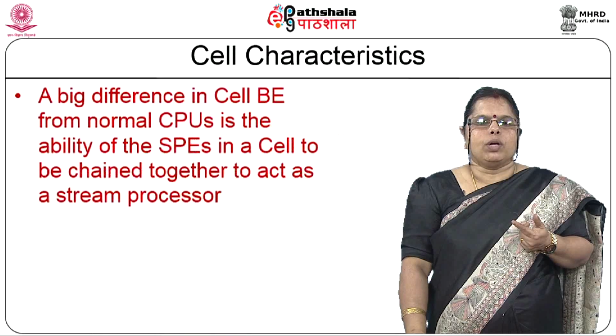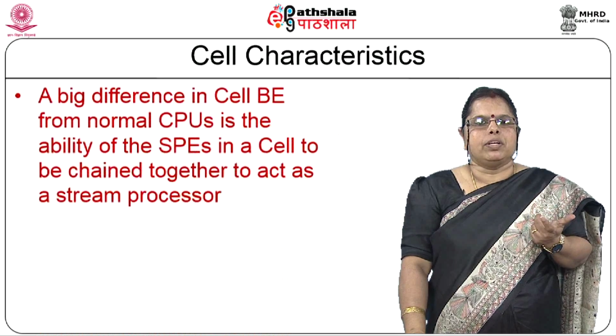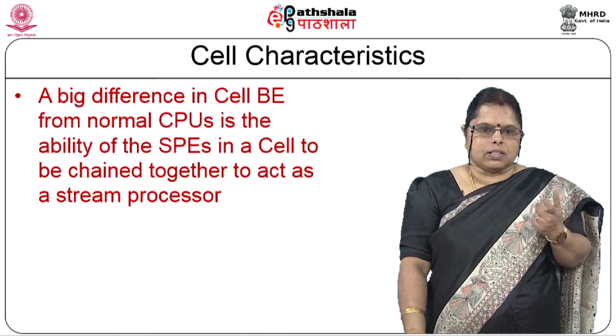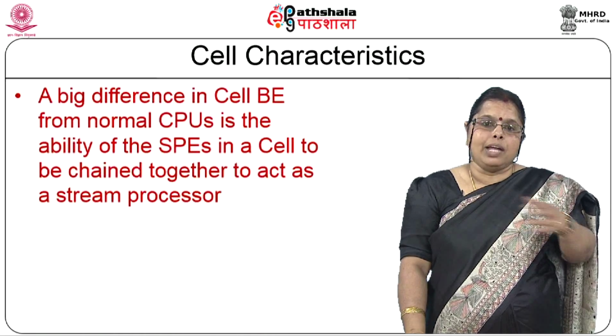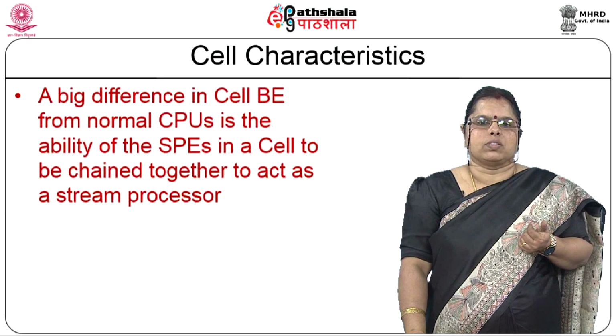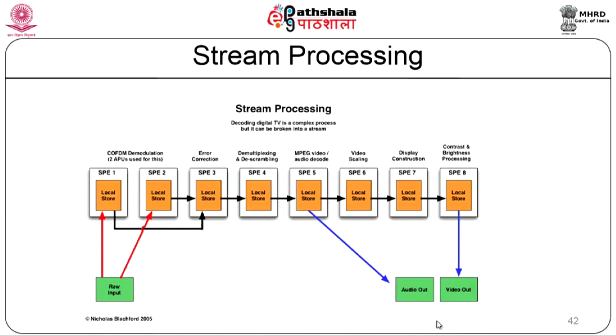So, if you look at the Cell characteristics, a big difference in Cells from normal CPUs is that the synergistic processing elements in a Cell can be chained together to act as a stream processor. This gives you an example of how all of these Cell units, SPEs, can be chained together to do streaming processing. The various operations in a stream processing application are given to each of these SPE units, and a pipeline gets formed there, so you have a chaining operation. So, they are very suitable for such types of applications.